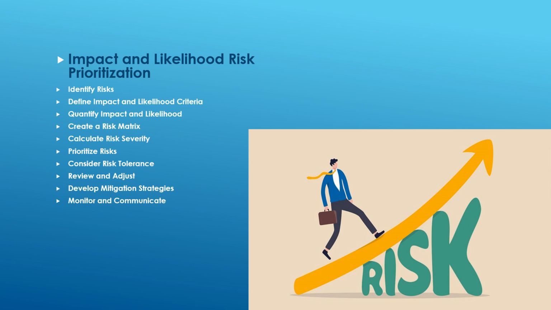The first is identify risks, that is risk identification. The second is to define impact and likelihood criteria. The third is to quantify impact and likelihood. The fourth is to create a risk matrix. The fifth is to calculate risk severity. Next, prioritize risks. Next, consider risk tolerance. Next again, review and adjust. Then develop mitigation strategies, and finally monitor and communicate.